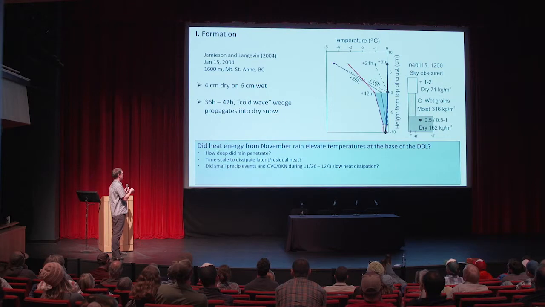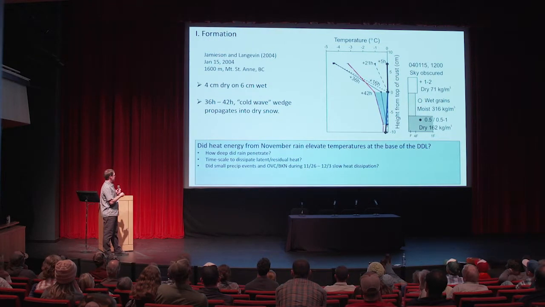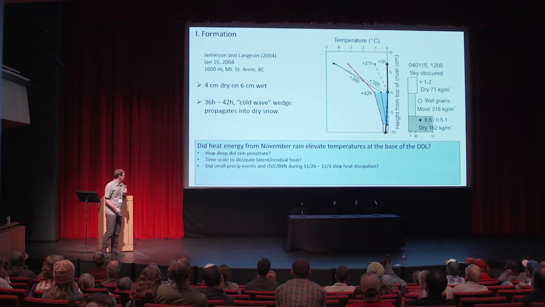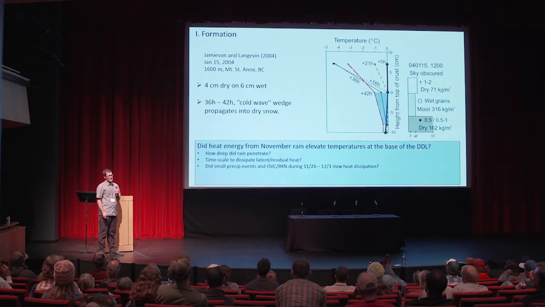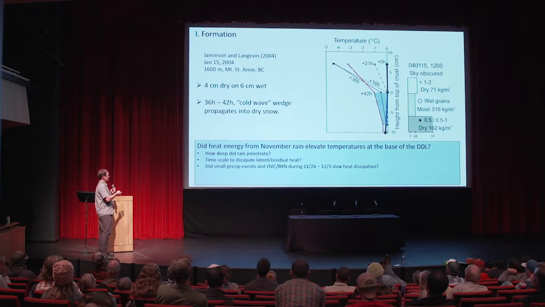So this is my main question: did heat energy from our November rain event elevate temperature at the base of the DDL? We'd have to answer some of these questions about how deep the rain penetrated, what the time scale was to dissipate that latent heat, and then the residual heat after that. And did these small precip events before the big snow on December 3rd, in the overcast skies, kind of slow that heat dissipation?